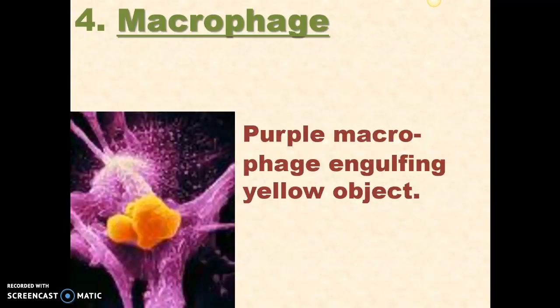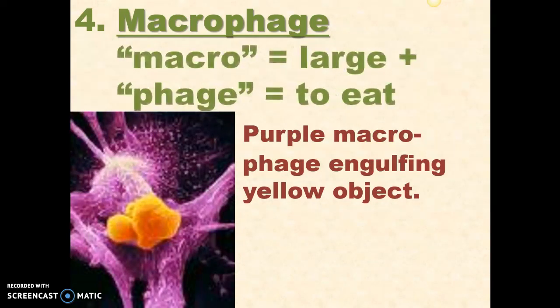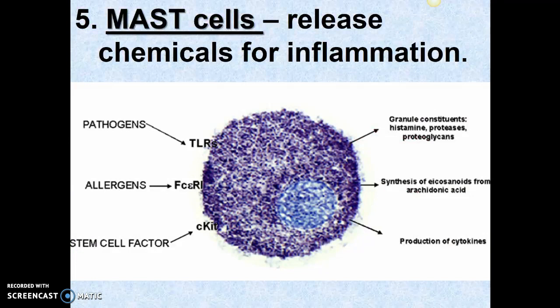Yes, osteocytes maintain. Macrophage, big eater, macro, big. We talked about this in the previous one. So there's a big macrophage, huge white blood cell eating some foreign particle. Mast cells are a type of blood cell which release histamines for inflammation.